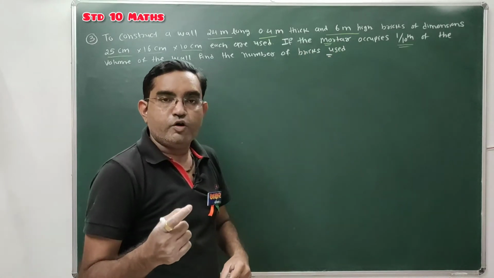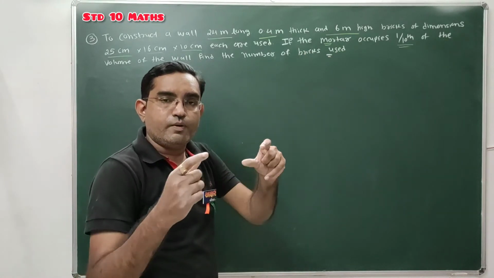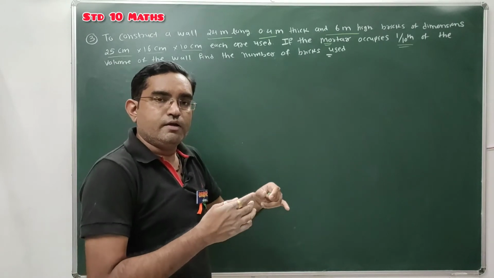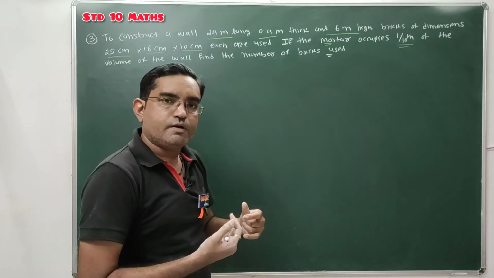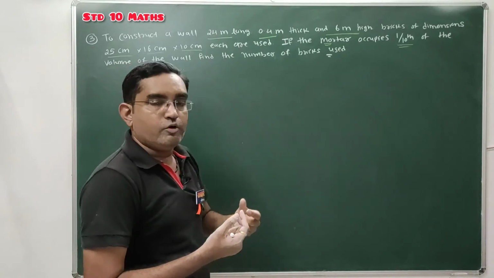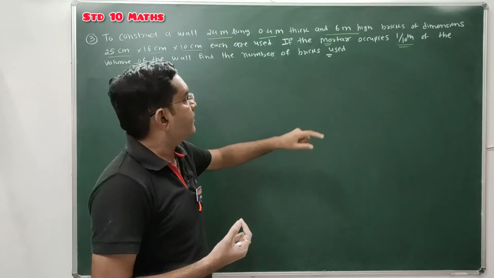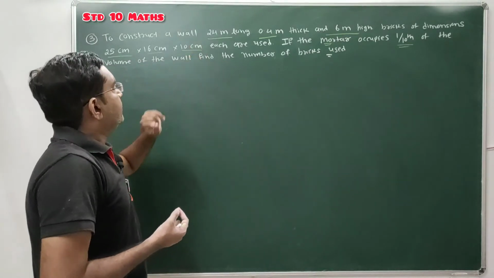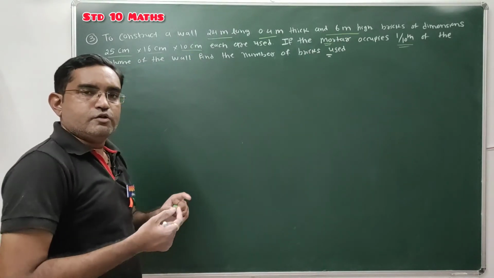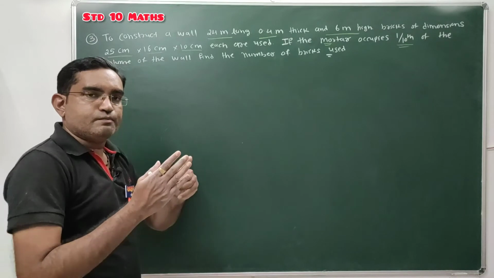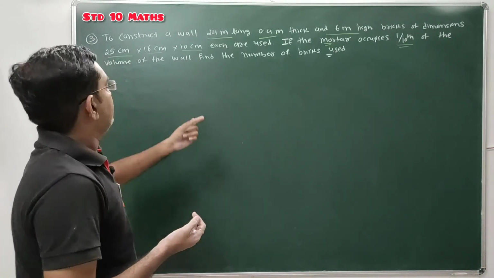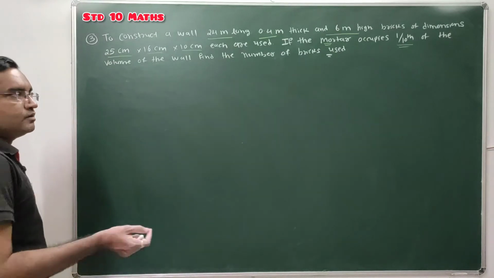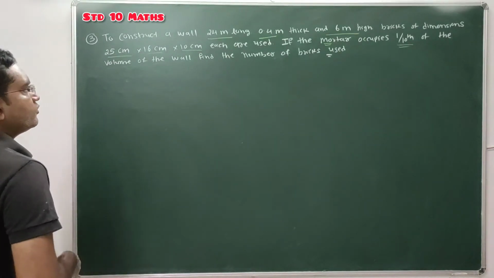So we will get the volume of the bricks which are used in the wall, because our wall is constructed using n number of bricks. So we will get the volume of n bricks if we subtract the volume of mortar from the total volume of the wall. Then we divide that total volume of bricks by the volume of one brick, and we will get the total number of bricks. Let's try to solve this question.